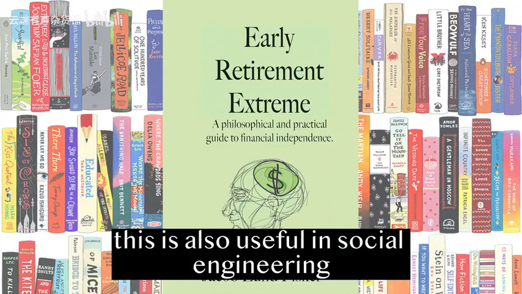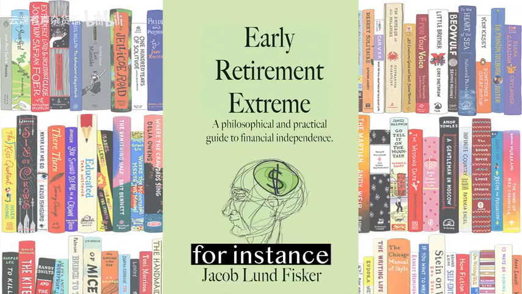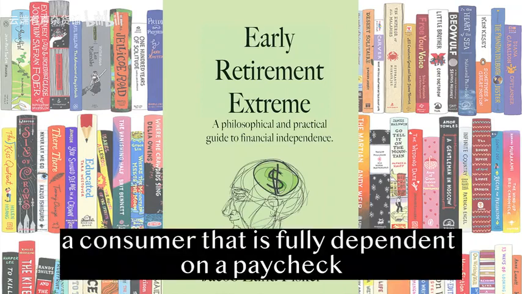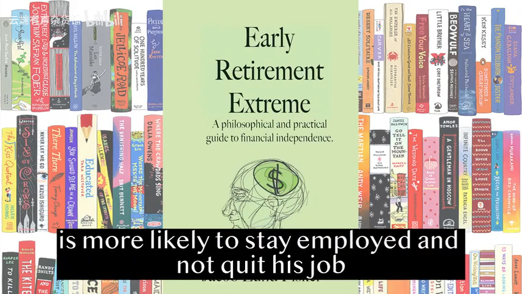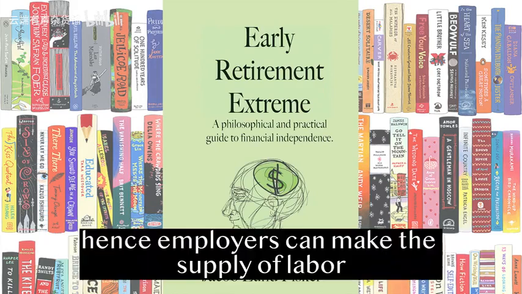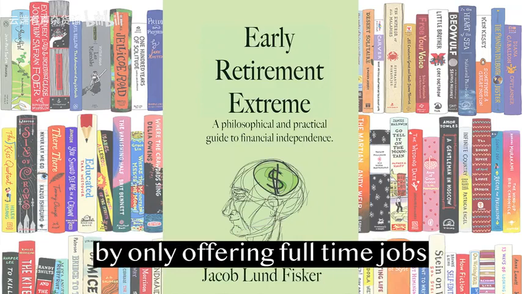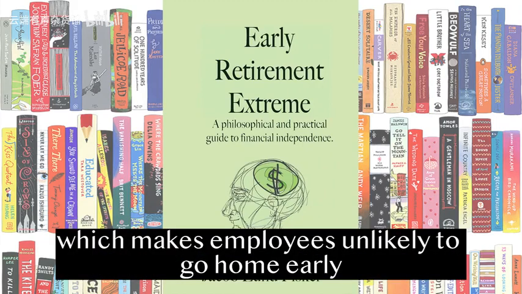This is also useful in social engineering. For instance, a consumer that is fully dependent on a paycheck is more likely to stay employed and not quit his job. Hence, employers can make the supply of labor more predictable by only offering full-time jobs, which makes employees unlikely to go home early, and tying in generous benefits, which makes employees unlikely to quit.